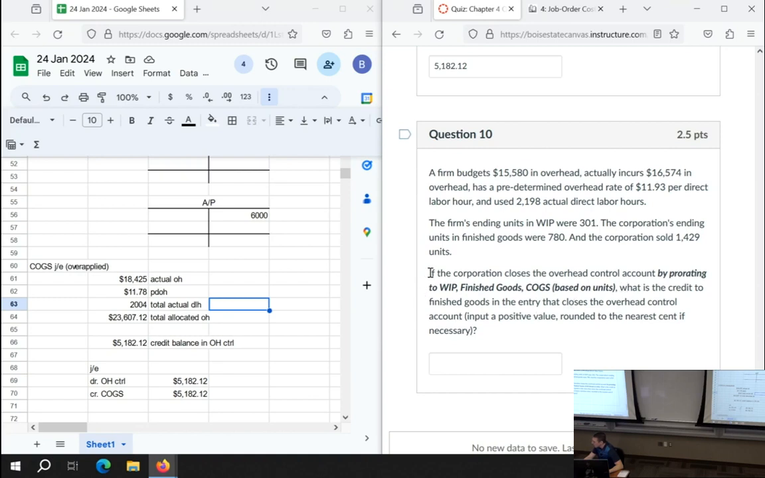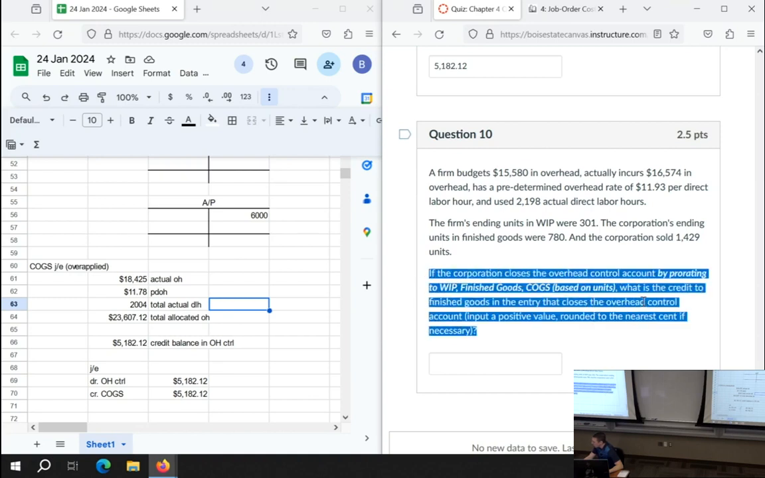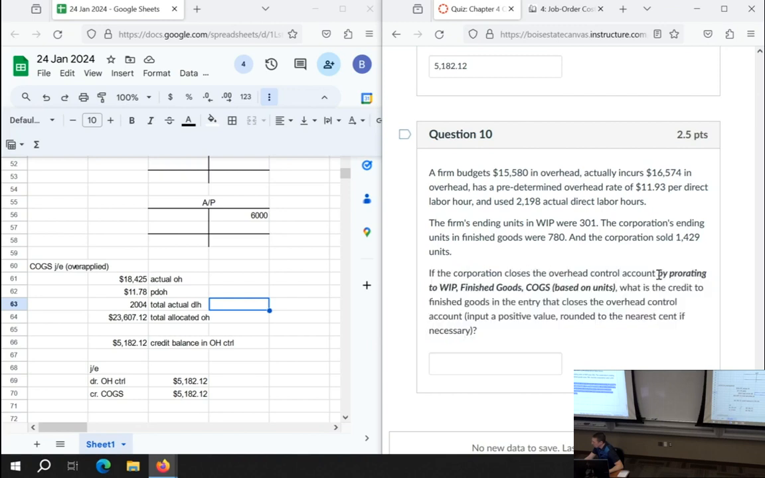this is basically the same question, but with a little bit of a change. The bolded part has changed. So if the corporation closes the overhead control account by prorating to WIP, finished goods, and COGS based on units, what is the credit to finished goods in the entry that closes the overhead control account?